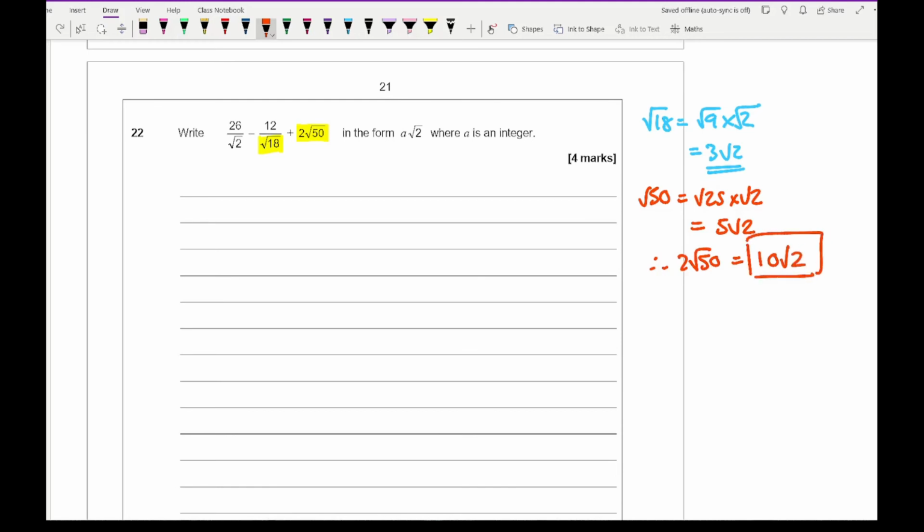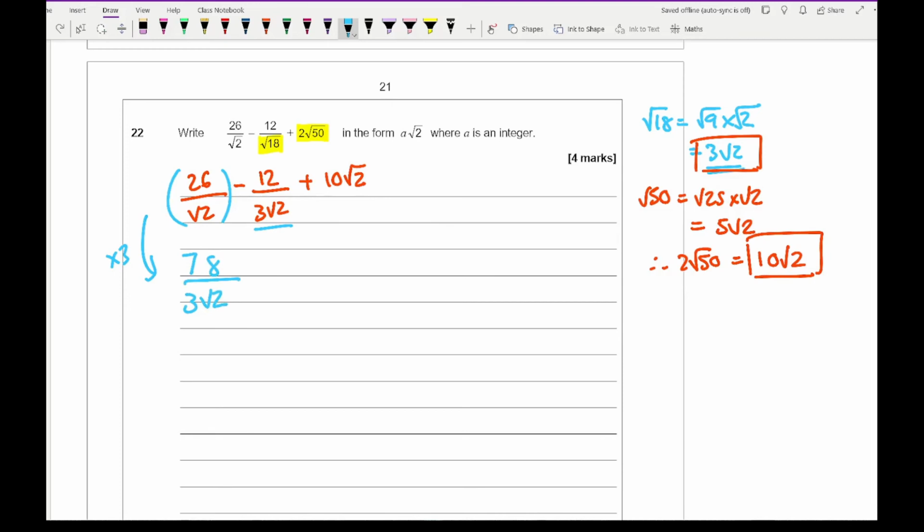And so what I'm going to do is simply swap those two things in. So I've got 26 over root 2 minus 12 over 3 root 2 plus 10 root 2. Now from this, what I want to try and do is get a common denominator. So here my common denominator is going to be 3 root 2. For this, I need to multiply this fraction by 3, in which I'm going to get 78 over 3 root 2. The second fraction is perfectly fine, so I'm just going to take that in its entirety because it's already got a denominator of 3 root 2.